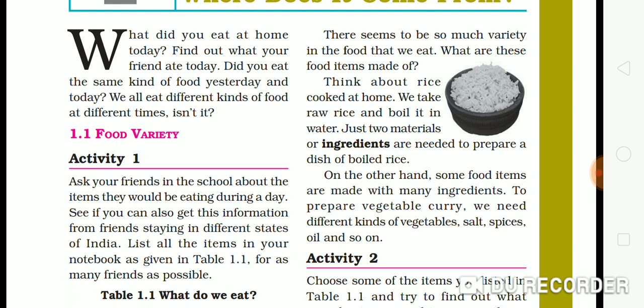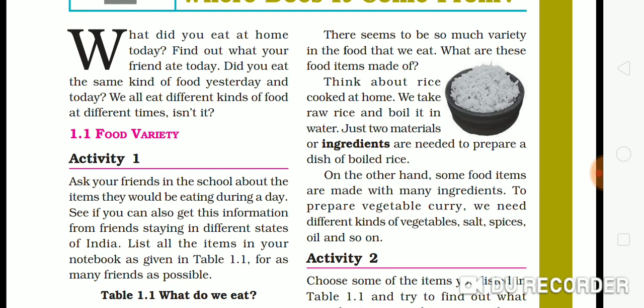Variety of ingredients are needed to cook our food. Now the question arises, what is ingredient? A very important keyword from your textbook. Ingredient. See bacho, the ingredient means the different spices, raw materials required to cook any food or dish. In simple words, it is a raw material which is required to prepare your food.